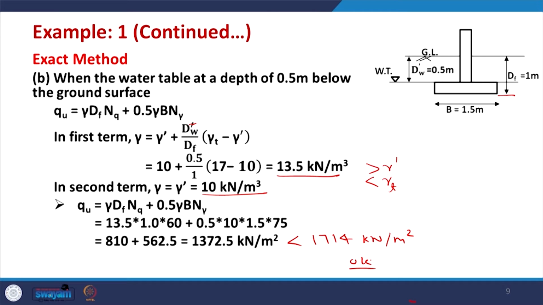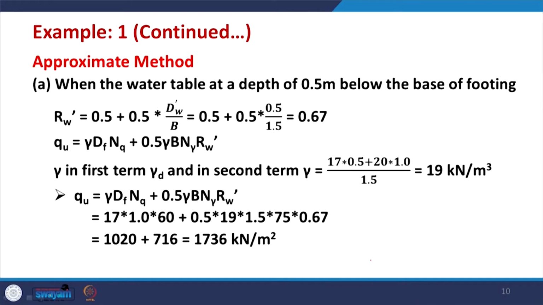This was using the exact method, but there is also what we call the approximate method; the next slide talks about it. What do you do in the approximate method? You apply the water table corrections using the factor RW dash. In the first case, when the water table rises and is just below the base of the footing at 0.5 meter, then using this relation you can apply the correction factor RW dash, which comes to 0.67, and then this equation can be used.